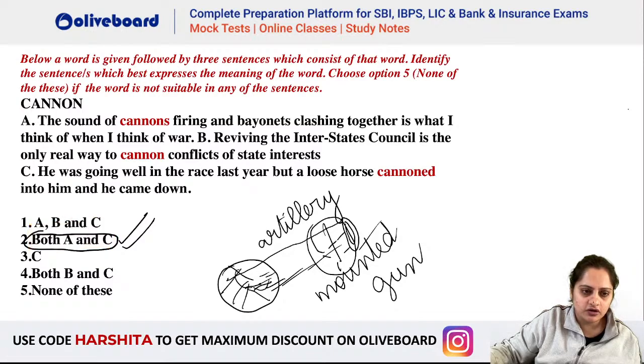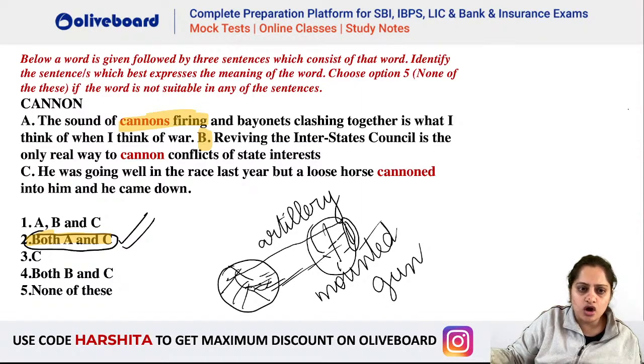Now, if I read it for you, okay, let me do this. The sound of cannons firing and bayonets clashing together. So, from the firing word, it's correct. Okay, B is here. Reviving the interstates council is the only real way to cannon conflicts. It is not used as a verb, so cancel B.